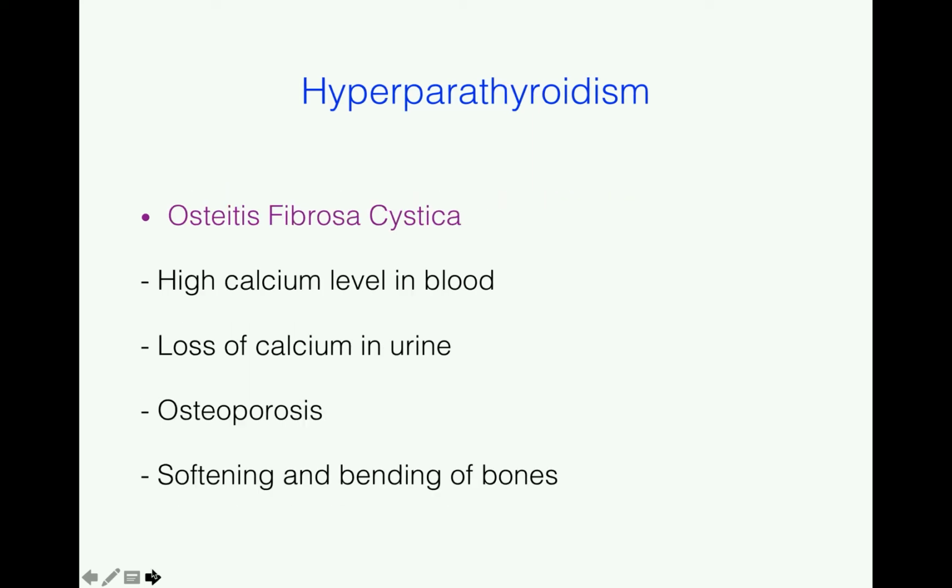Now we'll see hyperparathyroidism. It means hypersecretion of parathormone. It is due to a tumor in the parathyroid. It causes osteitis fibrosa cystica, which is characterized by increased separation of calcium from bones. So it causes osteoporosis, softening and bending of bones, high calcium level in blood, and loss of calcium in urine. Sometimes calcium is deposited in kidney tubules, leading to kidney stones and decreased urine output.